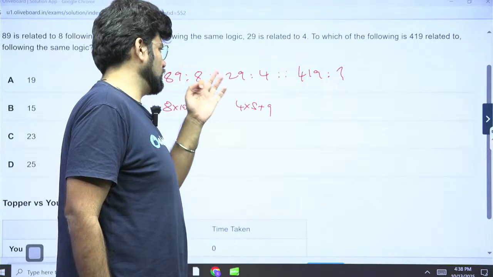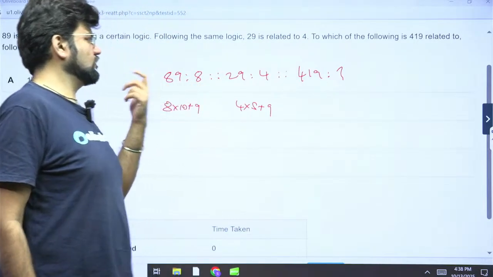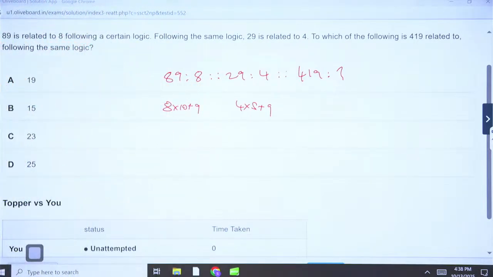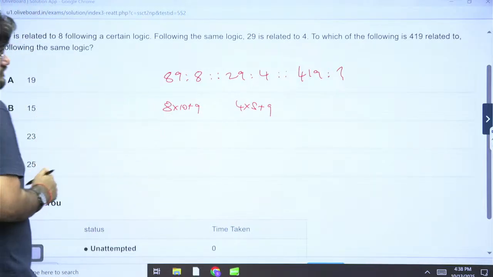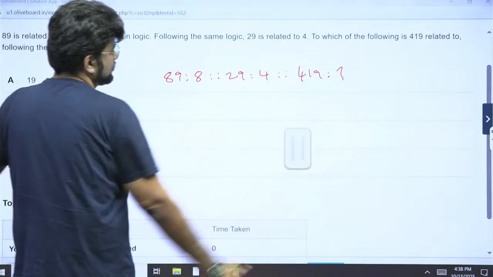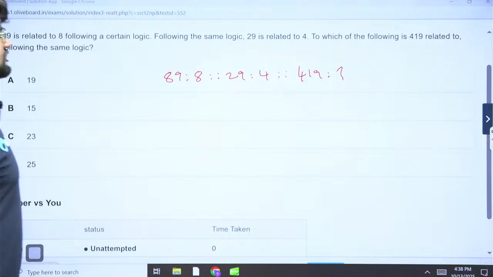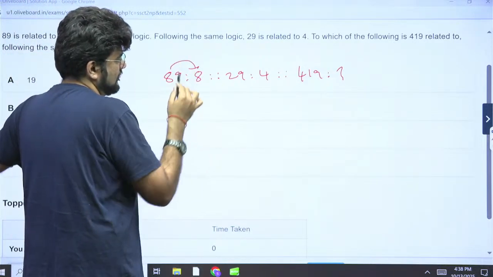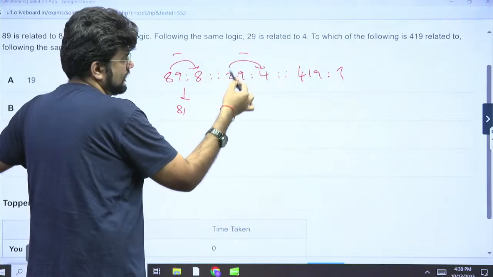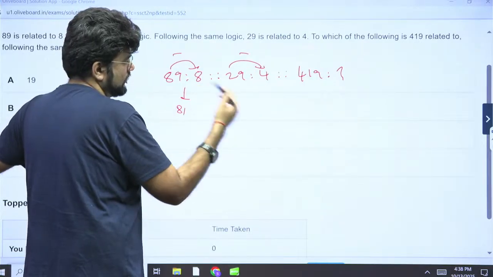And if I say 410, can I multiply something to get 410? No. 41 into 10 plus 9, but that's not going to work out. It's not even there in the options. What else can we think of? If I subtract 89 and 8, what do I get? I get 81. If I subtract 29 and 4, what do I get? I get 25. Oh, wait.